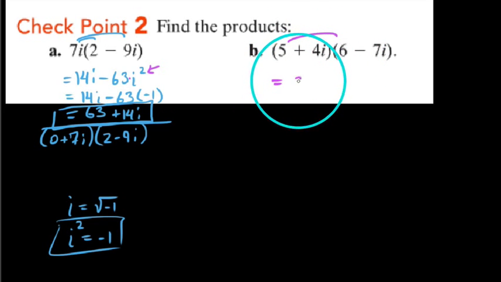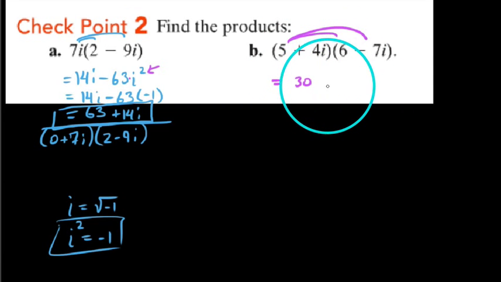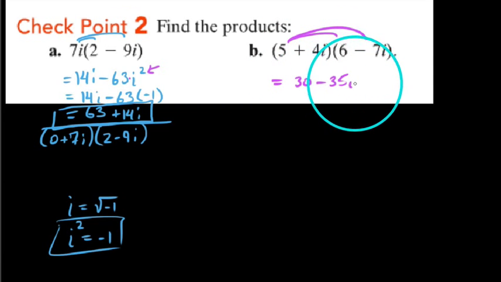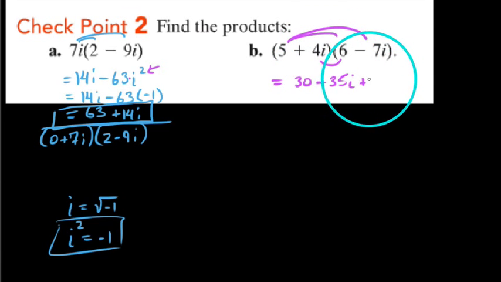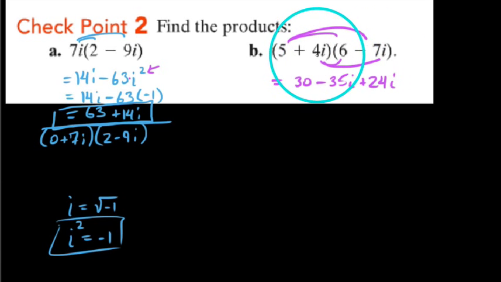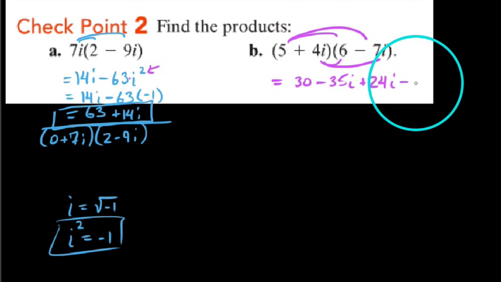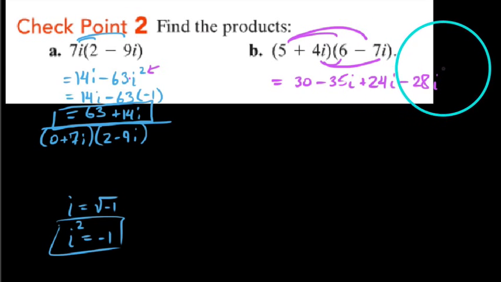So we have 5 times 6, which is 30, and then 5 times negative 7i. Well, 5 times negative 7 is negative 35, and we'd have an i. And then I'd say, okay, 4i times 6 is positive 24i. And then last but not least, we would say 4i times a negative 7i. Well, 4 times negative 7 is negative 28, and i times i is just i squared.